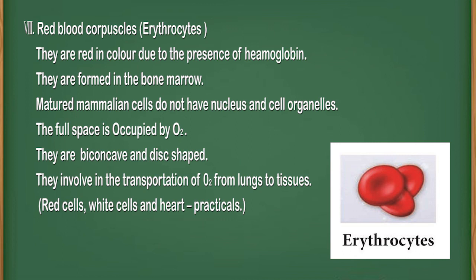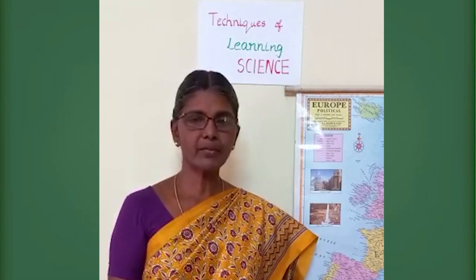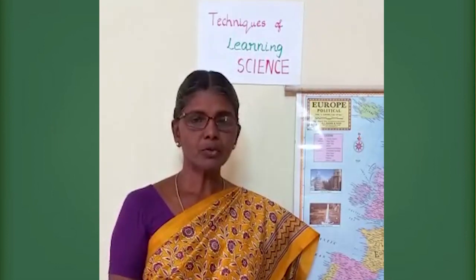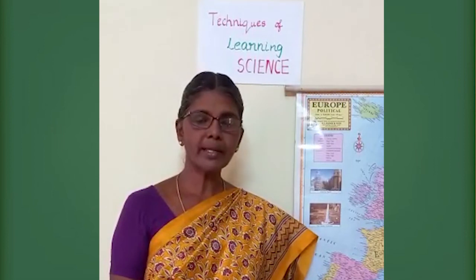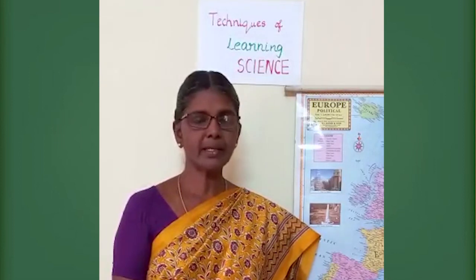So we have seen so many question answers here. Red cells, white cells and heart, these three will come as practicals also. So when you learn the answers for these questions, you are able to answer for practicals also. So study for one, then you will get 2 free marks. Okay children, today we have seen 3 lessons. In those lessons I have given you hints like A, E, I, O, U. So for the difference between arteries and veins, just remember these 5 letters. You can write the correct answers.